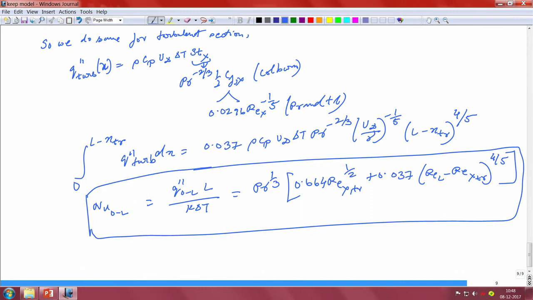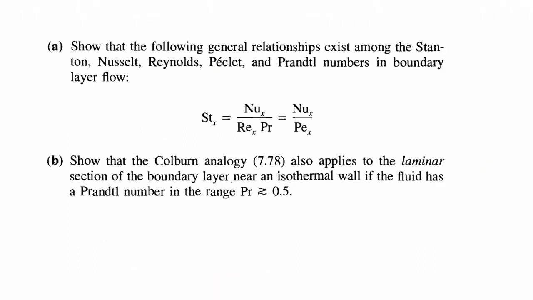So, it is basically an addition of two quantities, one is the laminar part, and one is the turbulence part. That is a very simple way, and we have used two additional relationships. One is the CFX which is Prandtl, and one is basically the Stanton number relationship, which is from Colburn's analogy, right. So, let us look at the next problem.